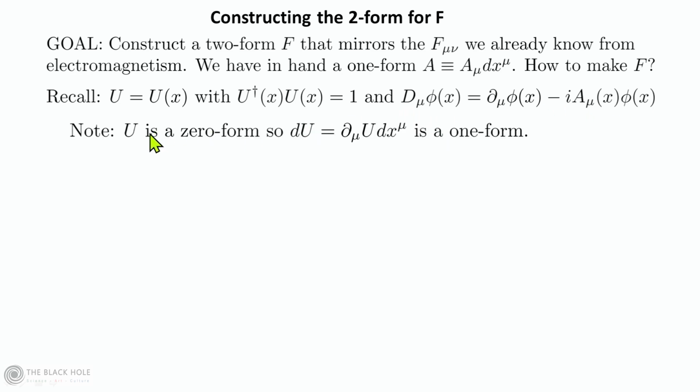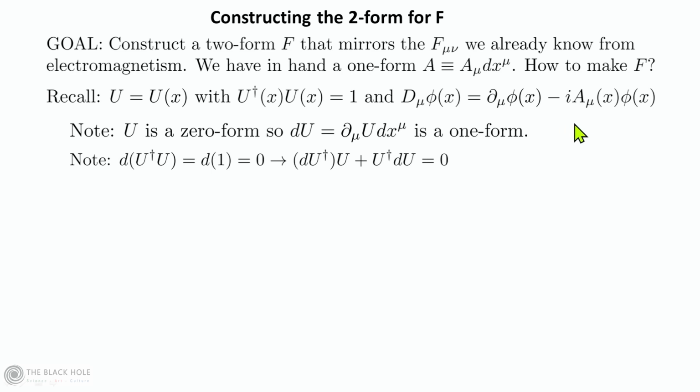Now, let's remember that U is a function. Well, of course, it's a matrix, but it's a matrix of functions. So it's a zero-form. Therefore, if I take dU, well, that's a one-form. And how do you make the one-form? Well, as I said earlier, ∂_μ U dx^μ, that's the rule by which d operates upon a function. Okay, so we have this dU as a one-form.